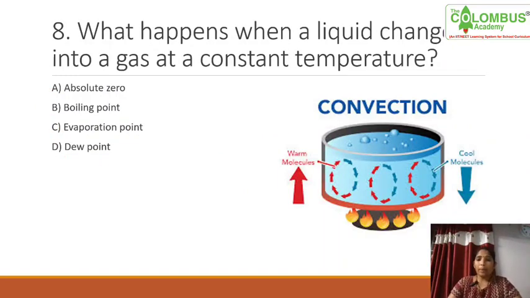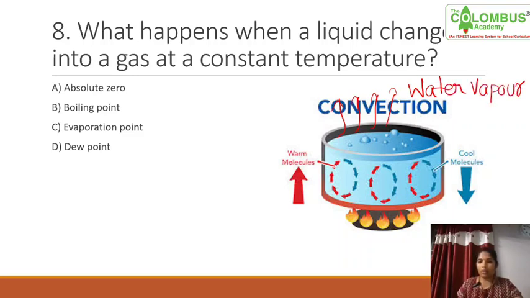What happens when a liquid changes into gas at a constant temperature? If the liquid changes to gas, what is that? The water is converting to the gaseous state, and that gaseous state of water is called water vapor. So when liquid changes into gas, that is called water vapor.